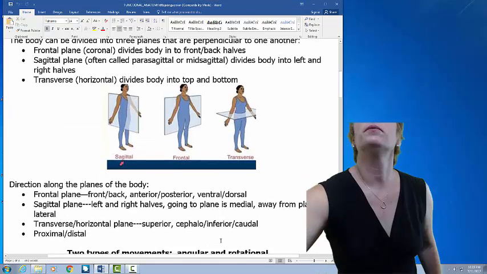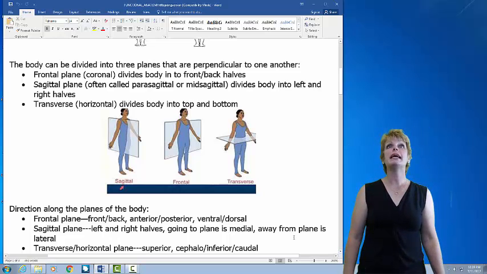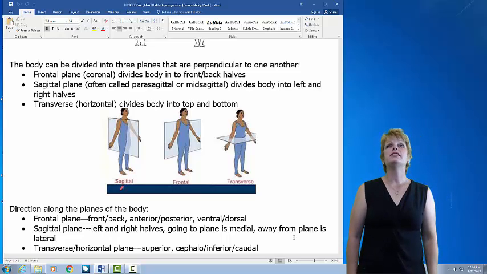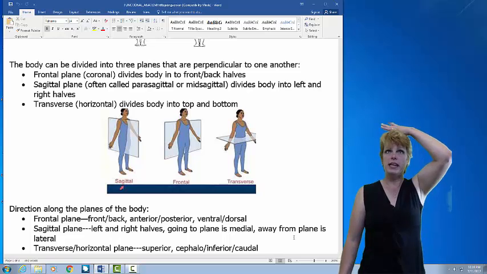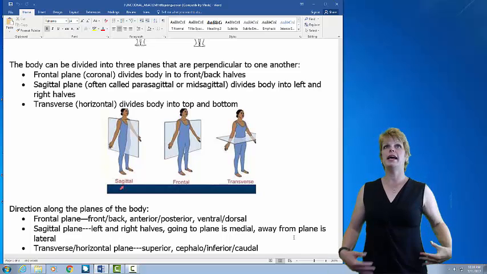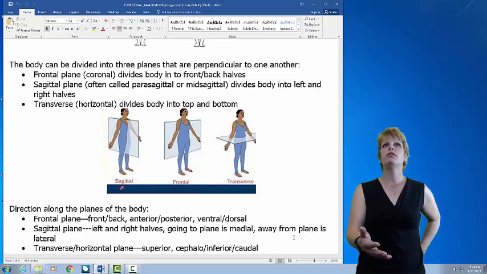So let's advance. The next part is that the body can be divided into three planes that are perpendicular to one another. The frontal plane, or the coronal plane, divides the body into front and back halves. When you look at that, the frontal plane is the center diagram on your sheet. If you took a chainsaw and put it on top of my head as I'm demonstrating, and cut all the way down, the anterior part of my body would fall forwards, and the posterior of my body would fall backwards.